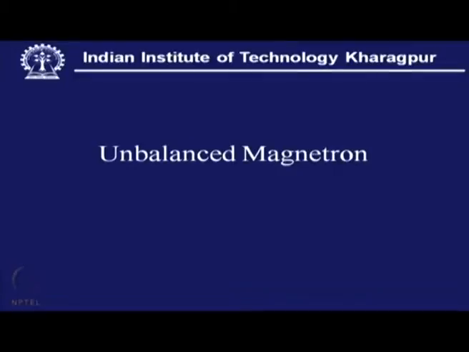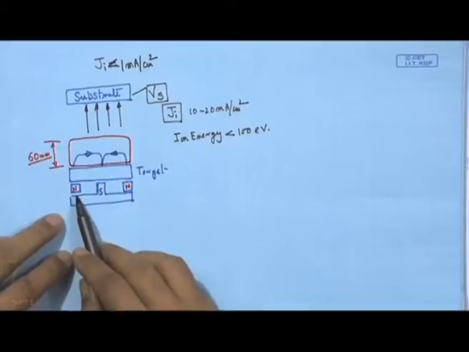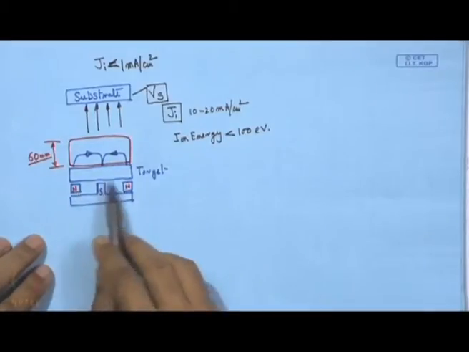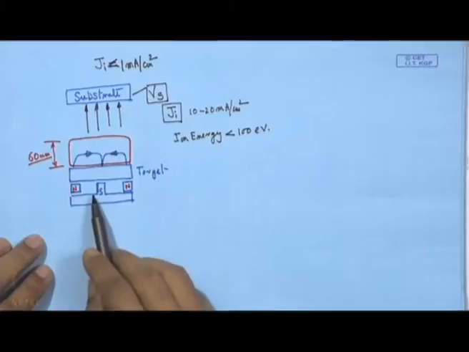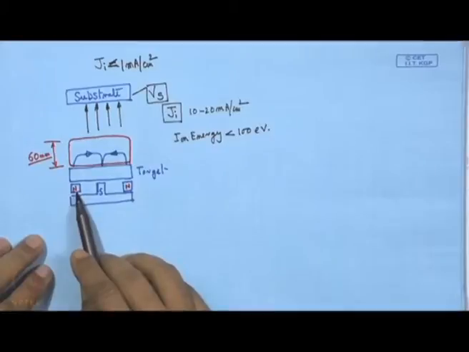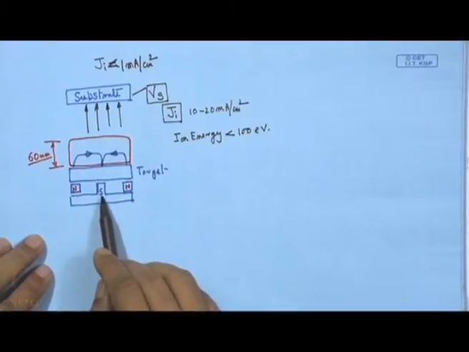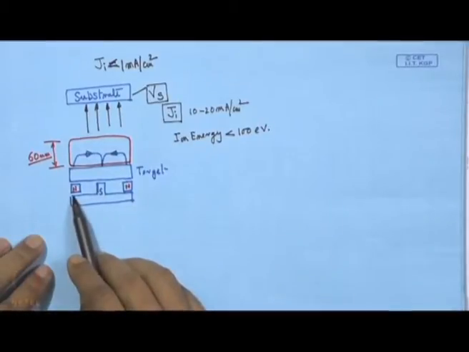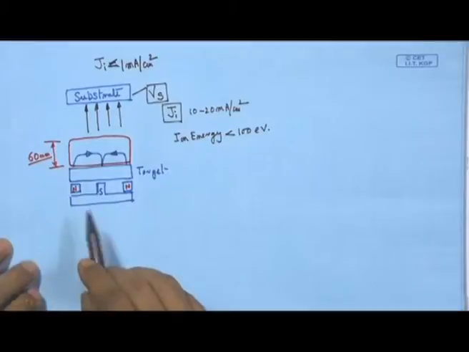Now, in the unbalanced magnetron, in simple terms, the north pole and south pole, that means the central pole and the ring magnet, are not of the same strength. Intentionally, the north pole can be stronger than the south pole, or it can be the other way round, that means the south pole, the central pole, can be made stronger relative to the north pole.